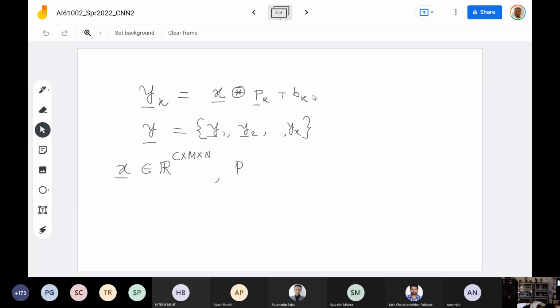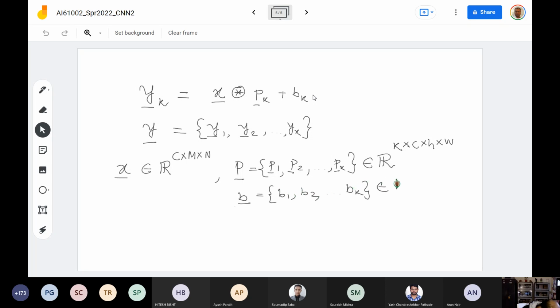P, which is equal to P1, P2, up to Pk, belongs to R to the power of K cross C cross H cross W. B, which is equal to scalars B1, B2, up to Bk, belongs to R to the power of K cross 1, and Y belongs to R to the power of K cross OH cross OW. Now this OH can again be derived.